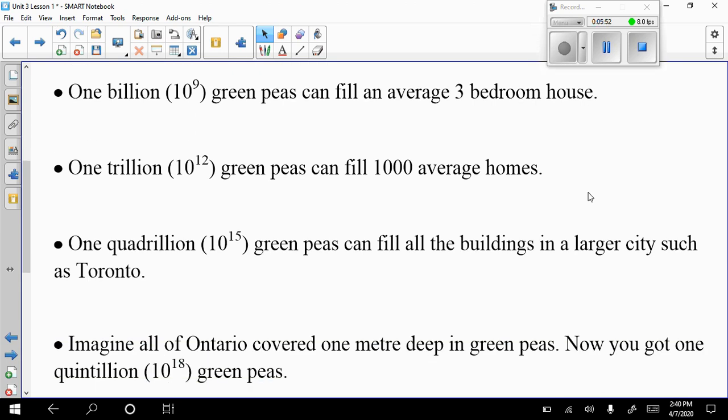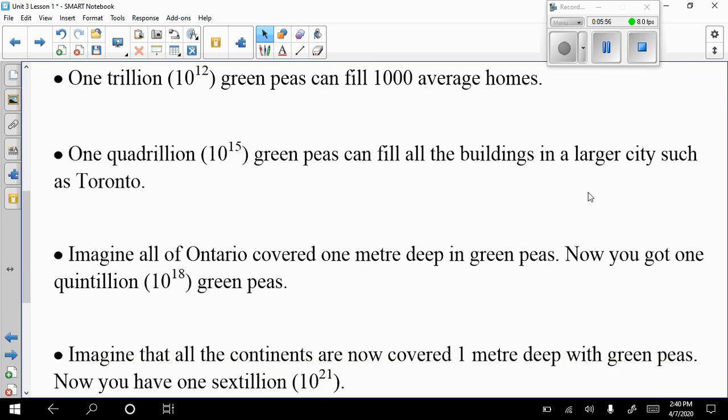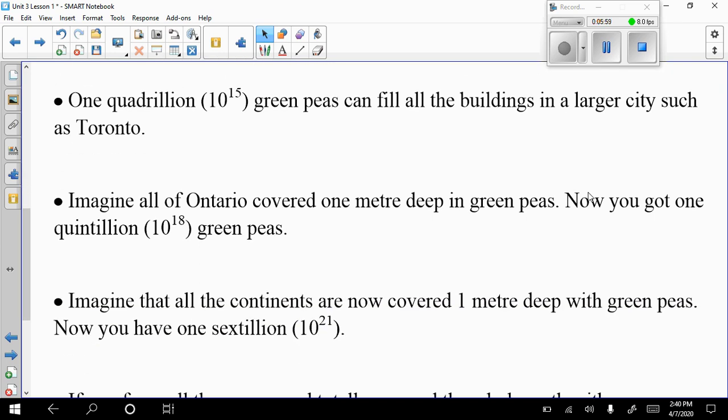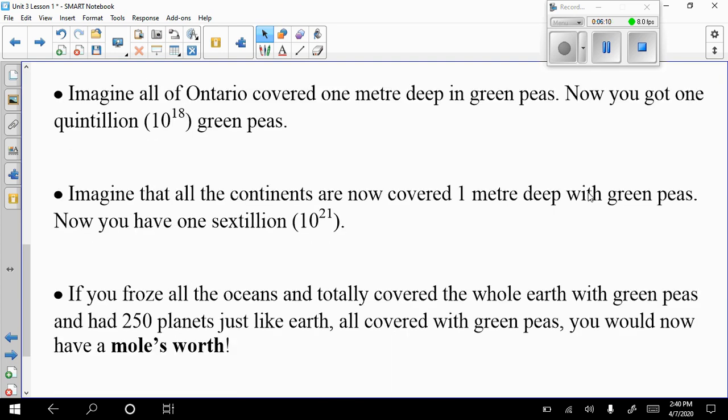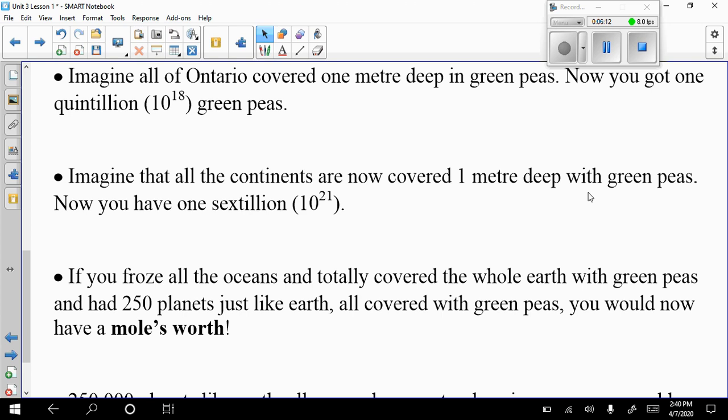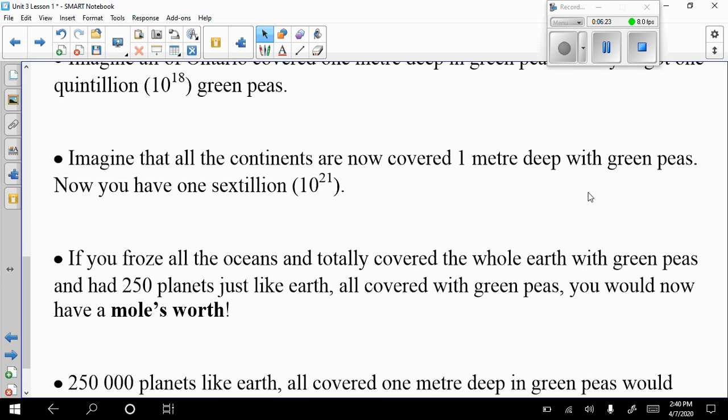10 to the 15th could fill all the buildings in a city the size of Toronto. Imagine if all of Ontario was covered a meter deep in green peas. That would be 10 to the 18th, 1 quintillion. Now, imagine that all of the continents are now covered. Everything, all land on Earth is covered 1 meter deep in green peas. You'd now have what's called a sextillion, 10 to the 21. That's how many green peas you would have.